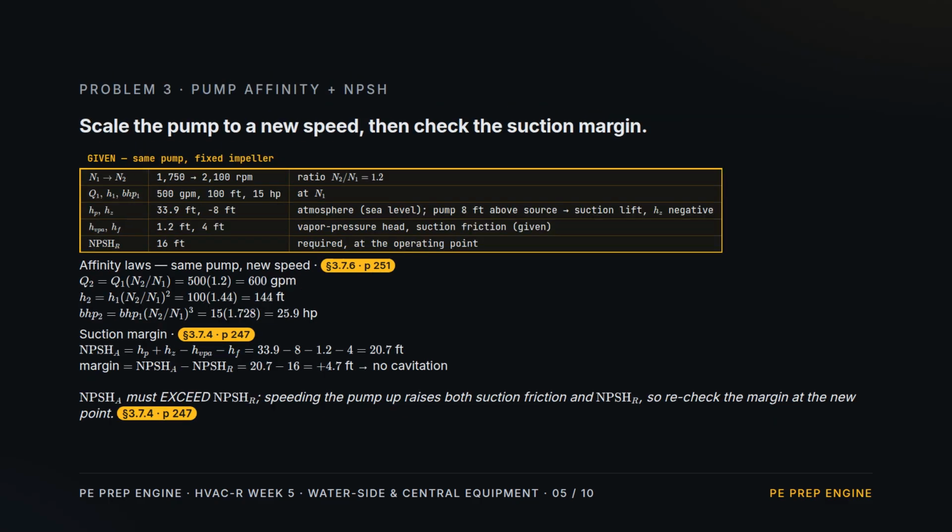Problem 3. A pump sped up from 1750 to 2100 RPM, a ratio of 1.2. Flow scales with the ratio to 600 GPM, head with the square to 144 feet, and brake horsepower with the cube to about 26. Now the suction margin. Net positive suction head available is atmospheric head plus the static term minus vapor pressure head minus friction, about 21 feet. Required is 16, so the margin is positive and there's no cavitation. But available must exceed required, and speeding the pump up raises the required value, so recheck at the new point.